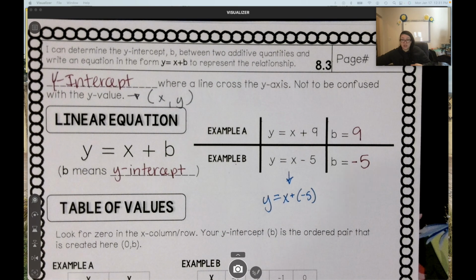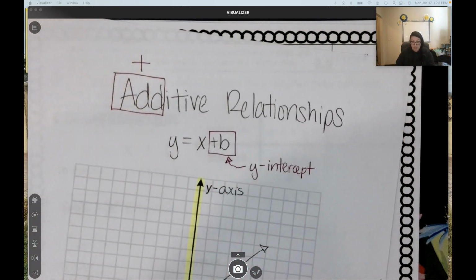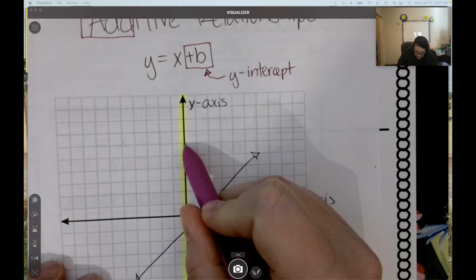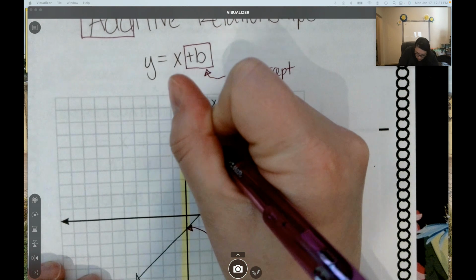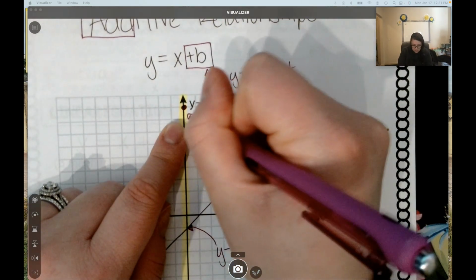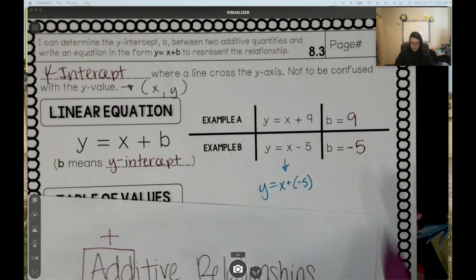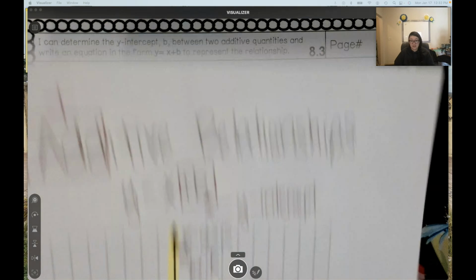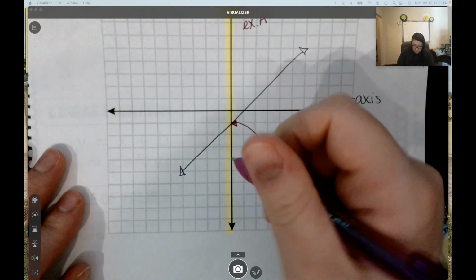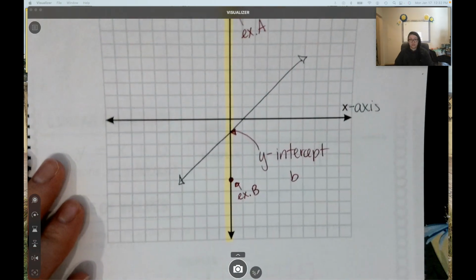So for example, again, you don't have to write this down. Our first one, our b was equal to 9. So that means that one tiny little point would be at 1, 2, 3, 4, 5, 6, 7, 8, 9. That one little point there, that would be my b for example A. Because it's a positive 9, I go up. Here my b was a negative 5. So from my origin, I would go down 1, 2, 3, 4, 5. And my b for example B would be down there.